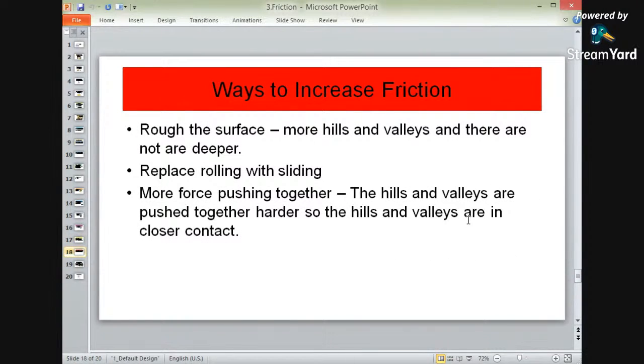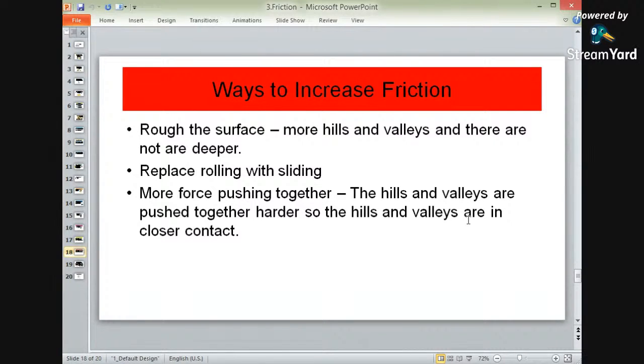Again, ways to increase friction. In some cases we have to increase the friction, and in some cases we have to reduce the friction. So here is the case for when we have to increase the friction. Ways to increase the friction: rub the surface. Opposite to the previous slide, where we saw how to decrease friction, here we are increasing the friction by changing the roughness of the surface.